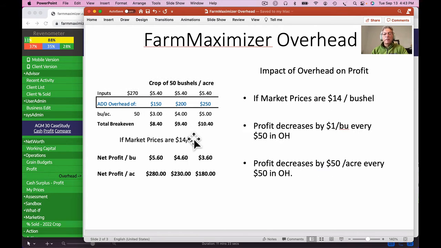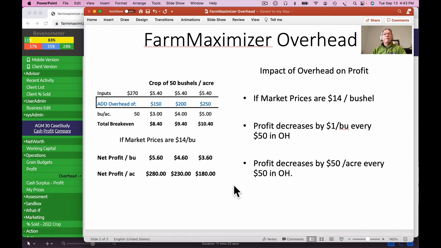Let's take that one step further. If the market price is $14, we're making money, but the profit for farmer A is $5.60 a bushel, whereas for farmer C it's only $3.60. Their profit on a per acre basis goes from $280 down to $230 or $180. So profit decreases by $50 an acre for every $50 in overhead. Every dollar of overhead reduces profit by a dollar. That's why I call the overhead per acre cost a measure of efficiency.